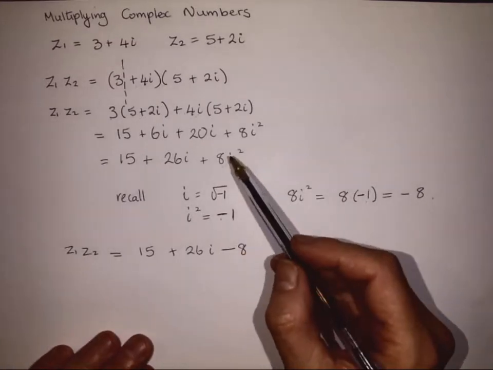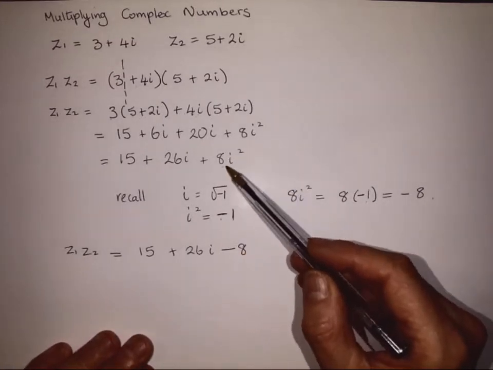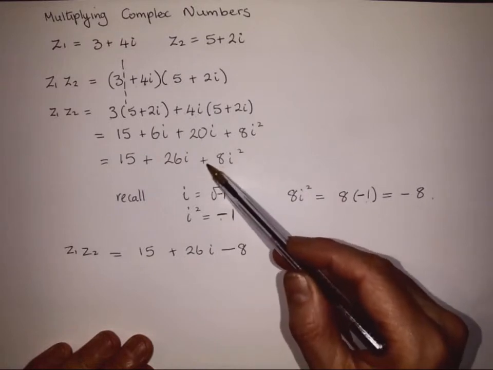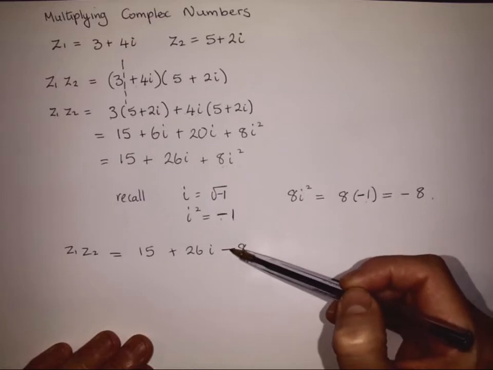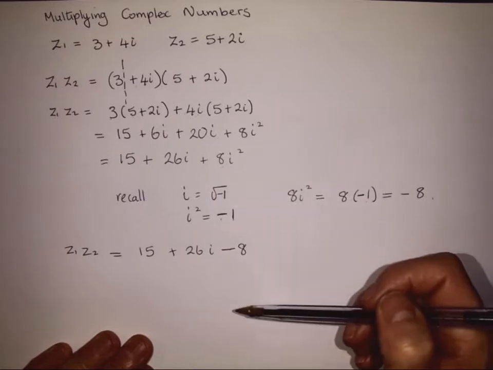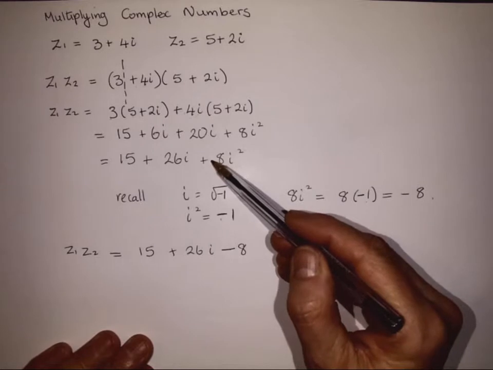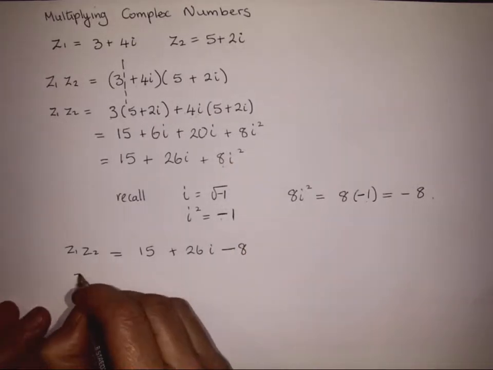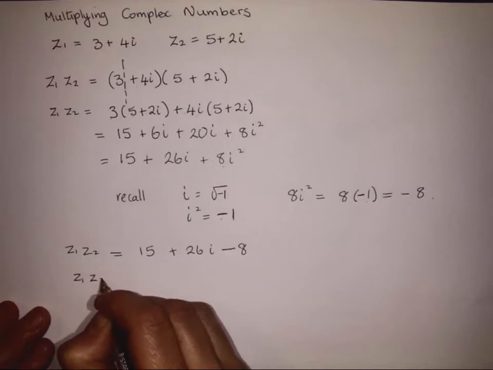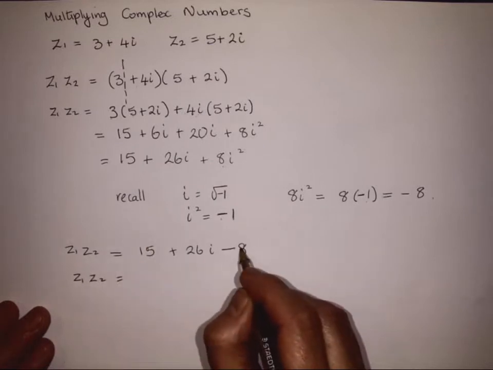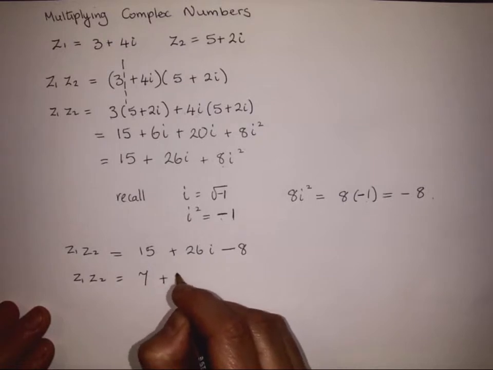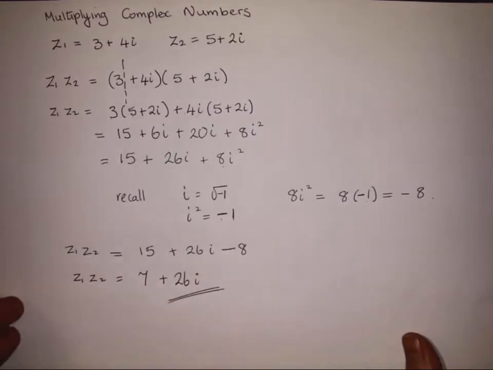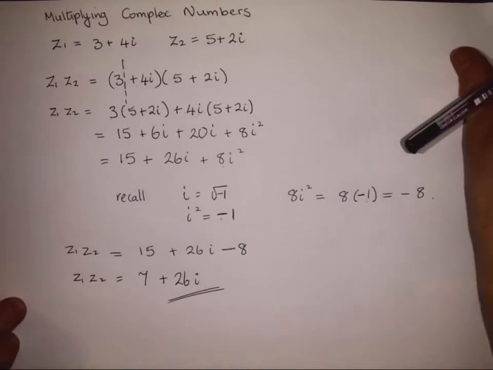Now, a quick way of doing this is to say whenever you're getting rid of the i squared, you just change the sign in front of the number. So the 8 was plus and now becomes minus, because we're multiplying it by minus 1. If the 8 here had been a minus, this would have been plus. So now z1 multiplied by z2 is equal to 15 minus 8 is 7 plus 26i. That's it done. Let's try another one where there are negative numbers.